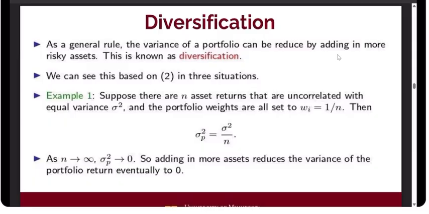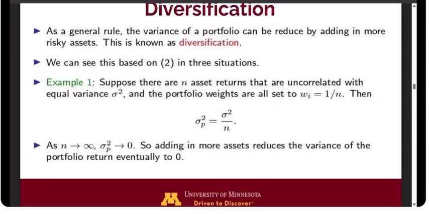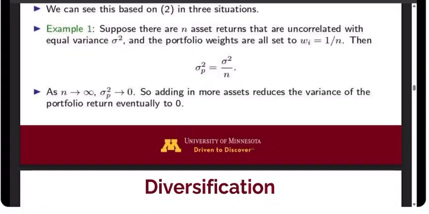I'm actually going to walk us through this. Please pay attention. I want to consider three situations. I want to start with this example. Suppose there are n asset returns that are uncorrelated. If they are uncorrelated, what is going to exist? Only the variance will exist. The covariance is 0.